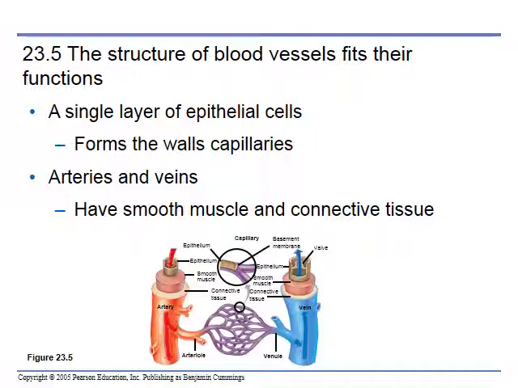The structure of blood vessels fits their function. So when we look at arteries and veins, they're going to be a little different. They're going to have a single layer of epithelial cells to form the walls of the capillaries, and that's because we want diffusion of stuff to occur there. When we look at the arteries on the left side here, you're going to see they are thicker. They have a thicker smooth muscle around them, and that's because arteries tend to have high pressure blood in them.